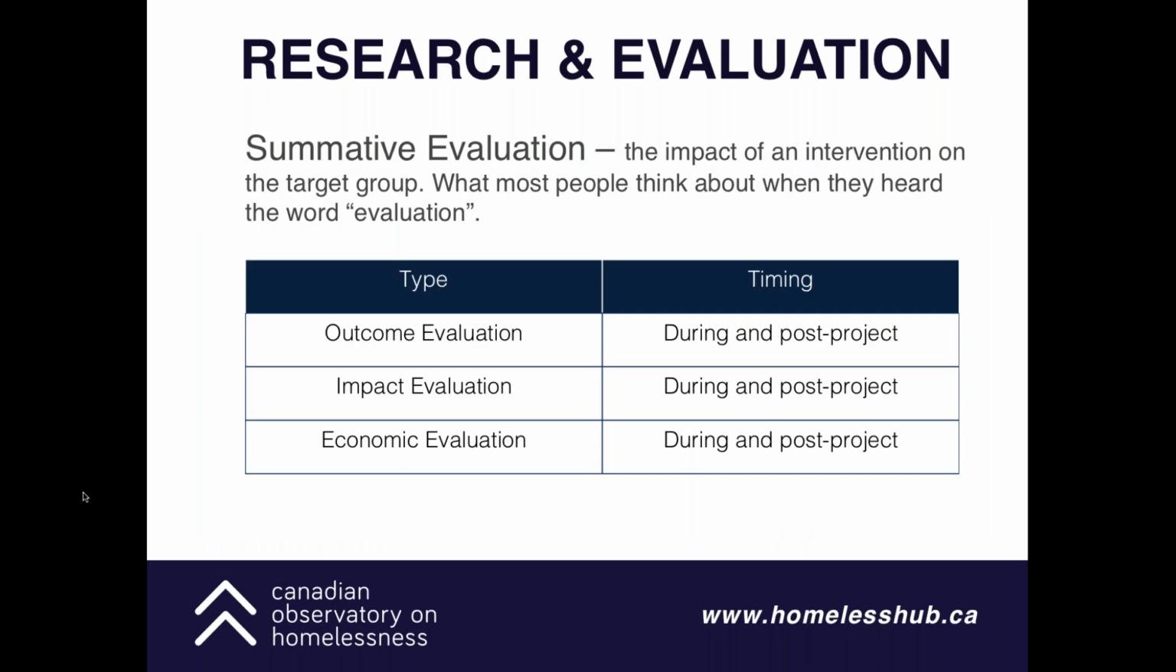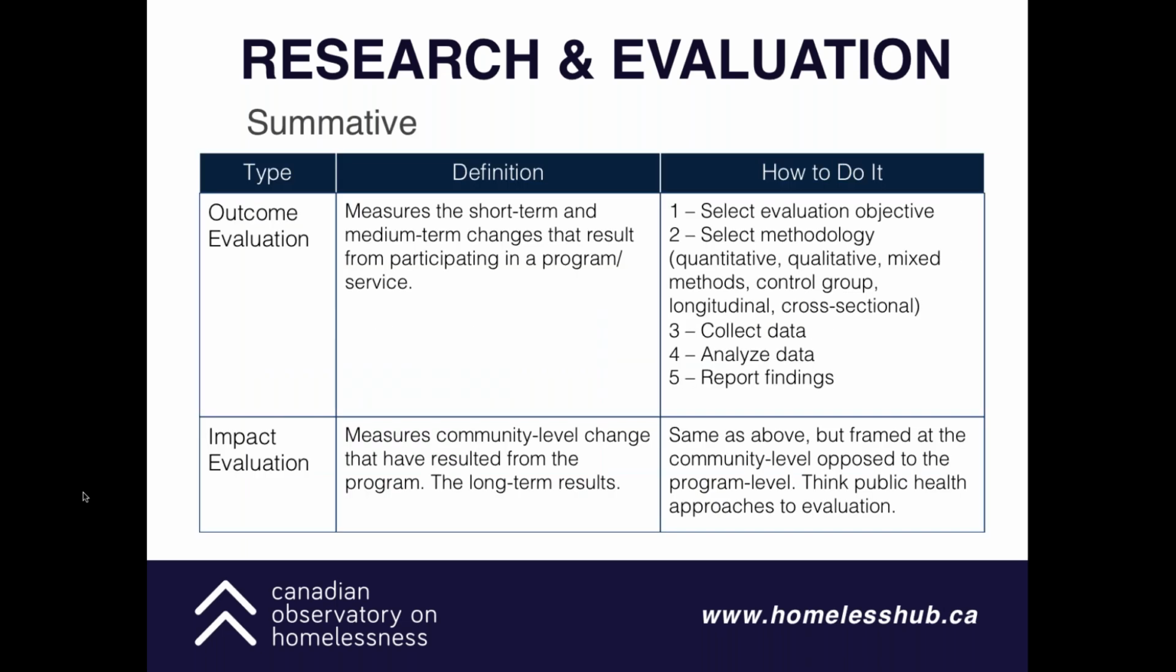So now to switch to summative evaluation, which I mentioned earlier is the impact of an intervention on the target group. What most people think about when they hear the word evaluation. So there's outcome evaluation, impact evaluation, and economic evaluation as well. An outcome evaluation measures the short-term and medium-term changes that result from participating in a program or service. How to do it? You select your evaluation objective. What are those key indicators? Or what are those key questions that you really want to answer?